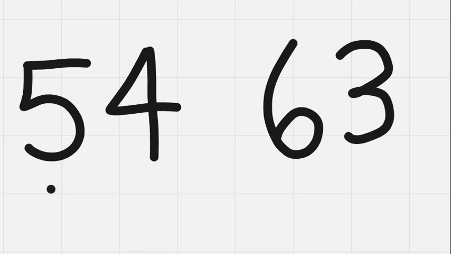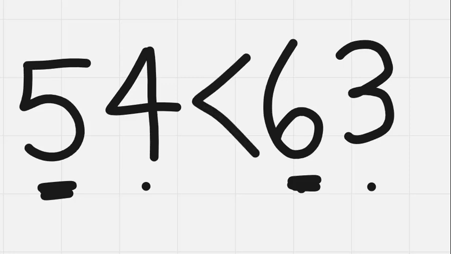Here we have 54 and 63, both of which are 2-digit numbers. We'll look at the first number in both of them. 5 is less than 6. 6 is the bigger number. So it will point to the 54. 54 is less than 63. Well done.